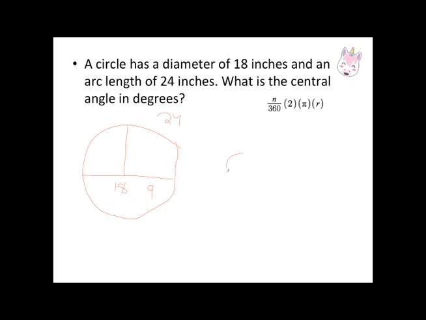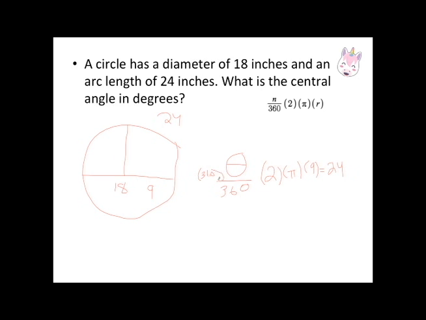Back to our equation. We don't know the degrees yet, so we put a theta in its place. Our equation becomes theta over 360 times 2 times pi times our radius, which is 9, is all equal to 24, since that is our arc length.